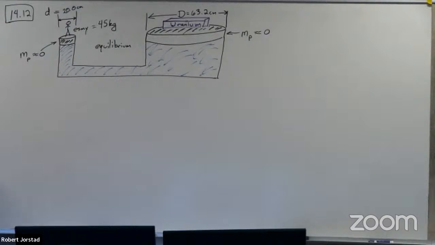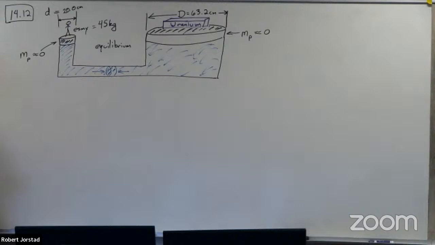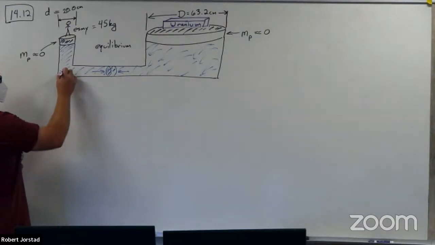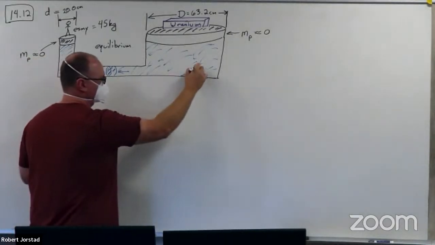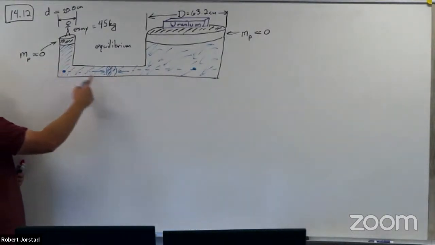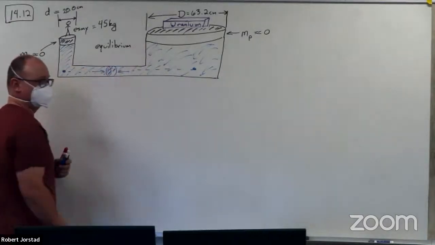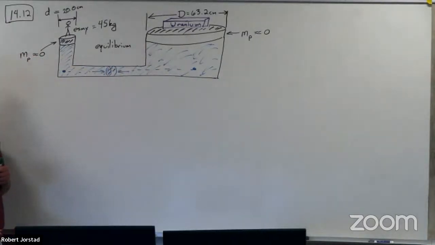Now, imagine this chunk of water right here. What has to be true about the forces on either side? If it's in equilibrium, what has to be true about those two forces? The same. So what has to be true about the pressure at these two points? They're the same, even though they have different weights on top of them, right? The heights or the depths determine the pressure.